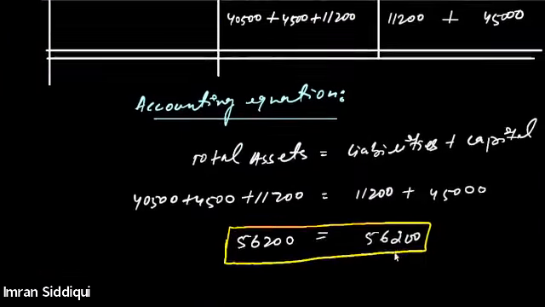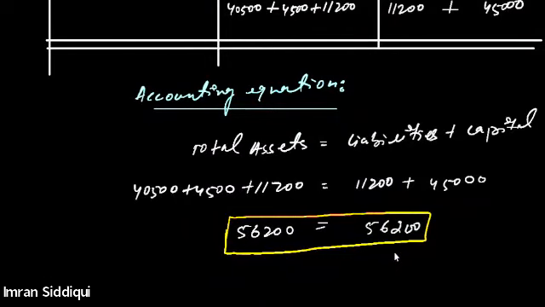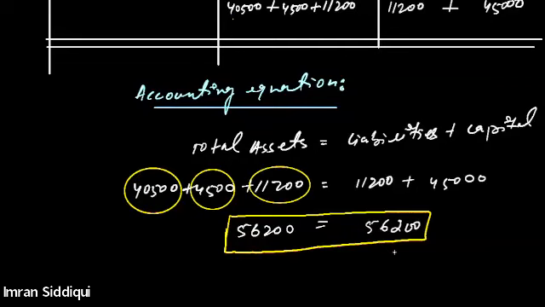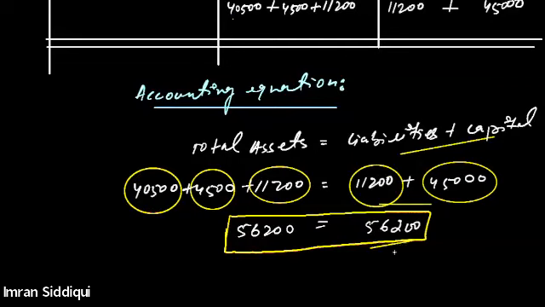Is that okay? Now, just to ensure whether everything is correct or not, I made an accounting equation, and to check the correctness of the solution, I applied the formula: total asset equals liability plus capital. Putting all the values here, cash balance available is 40,500, bank balance 4,500, and the value of the stock is 11,200, which should be equal to liability plus capital. Is that right? The liability is 11,200 by way of creditor and 45,000 by way of capital. When you add 11,200 plus 45,000, you should get 56,200. And on the left hand side of the equation, the value of the total asset should also be equal to 56,200.